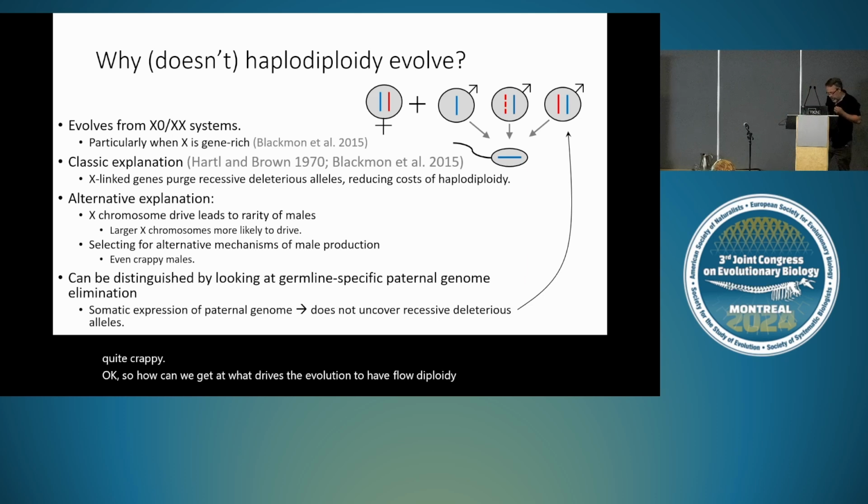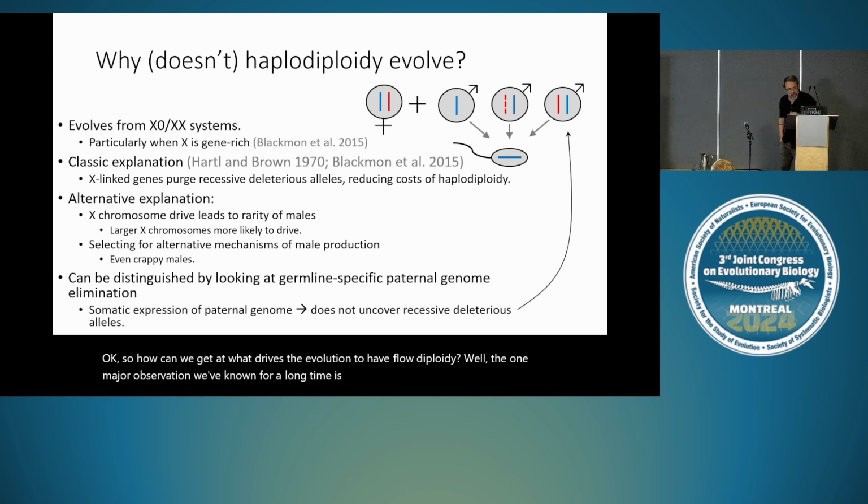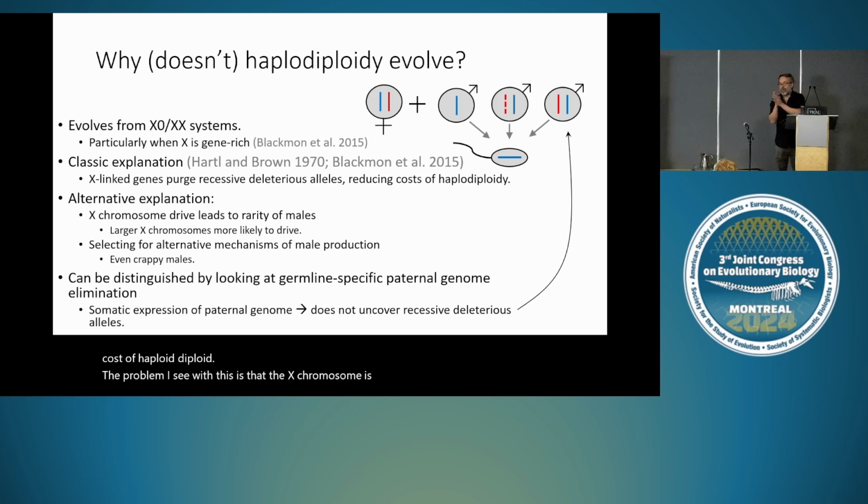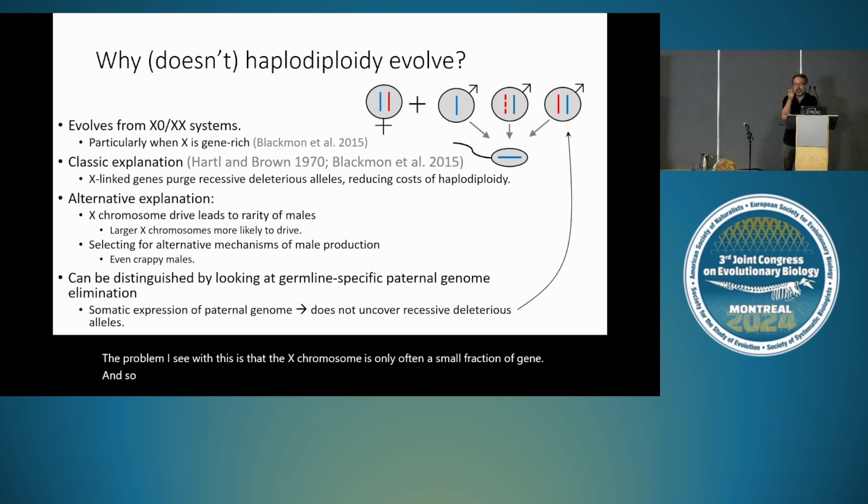The one major observation we've known for a long time is that haplodiploidy tends to evolve from XO-XX systems, where males are XO. And it seems to maybe particularly be the case when the X is gene-rich, when the X is large. The classic explanation of this comes from Hartl and Brown, who say that X-linked genes purge recessive deleterious alleles, reducing the cost of haplodiploidy. The problem I see with this is that the X chromosome is often only a small fraction of the genome, and so it seems like that would be a small benefit and unlikely to be the one thing that finally tips us over.